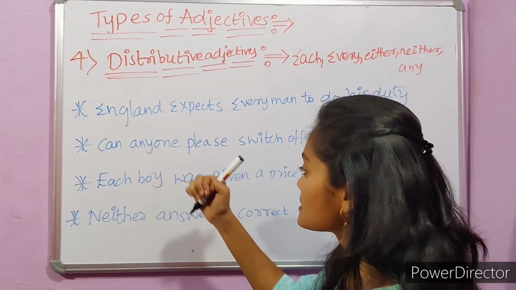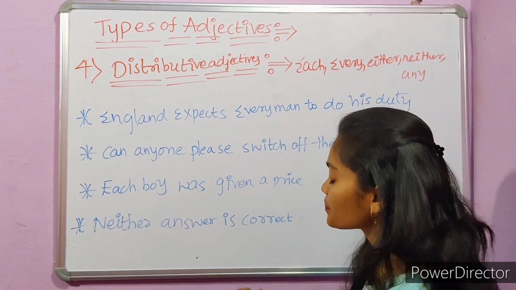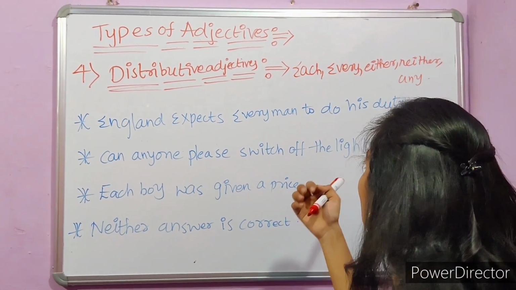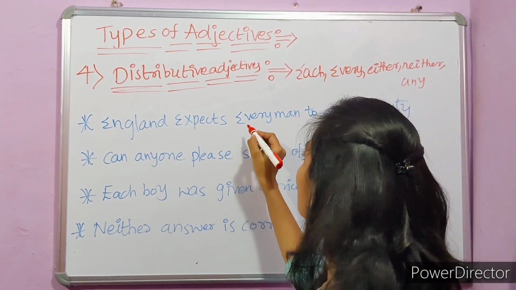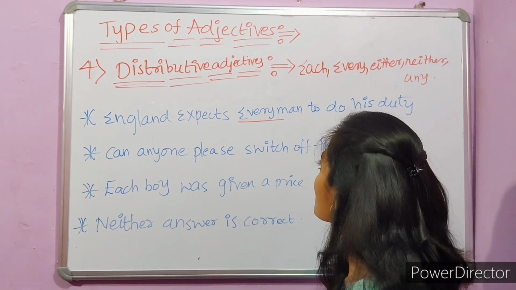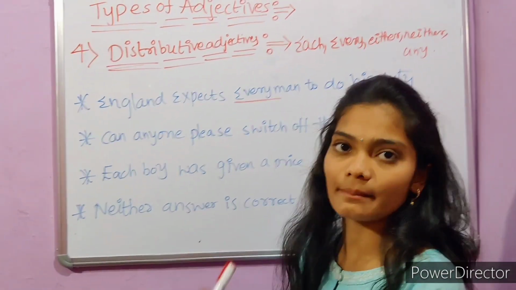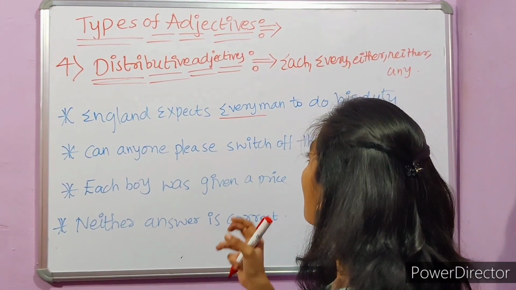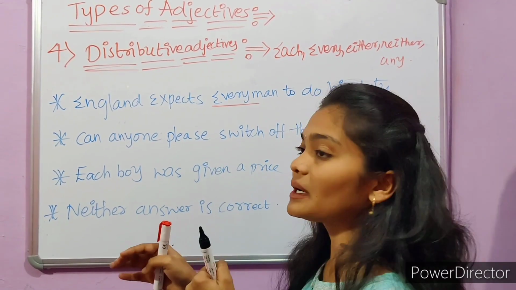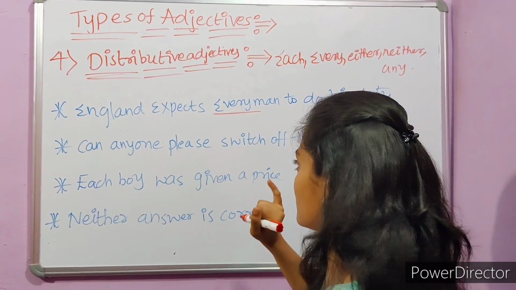These are the sentences related to the uses of the distributive adjectives. England expects every man to do his duty. Here every is a distributive adjective because we are not considering all the men. We are considering each and every person separately. So it is a distributive adjective.